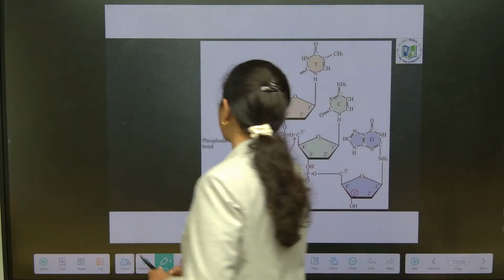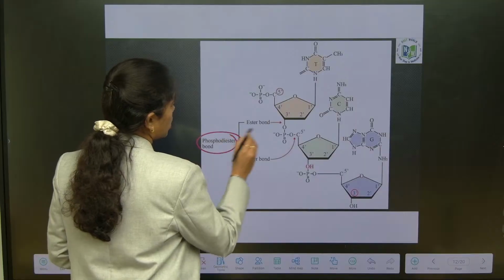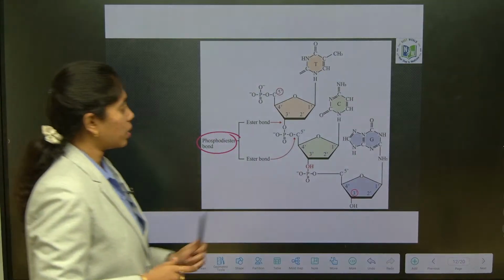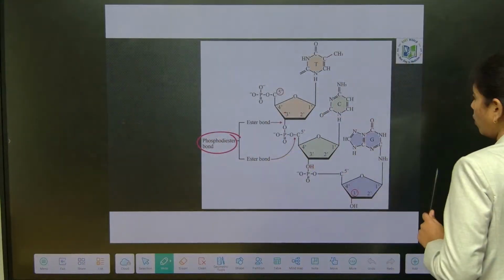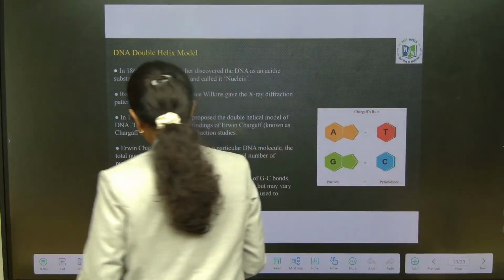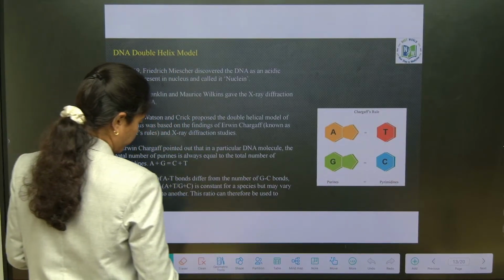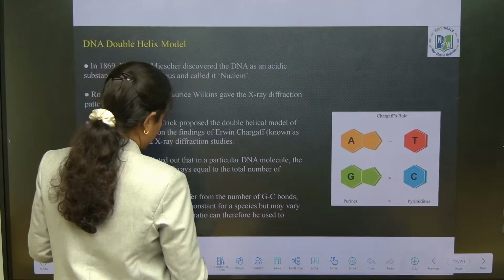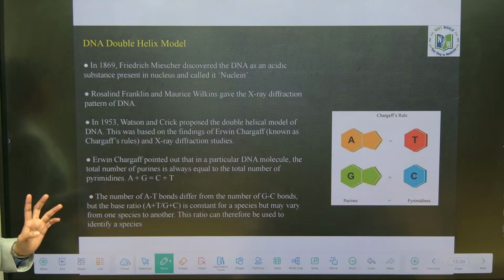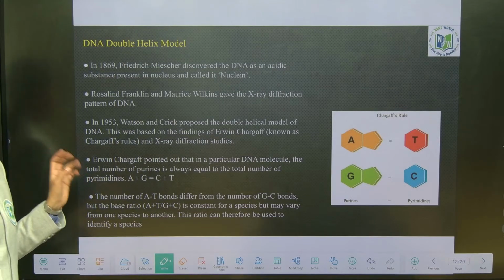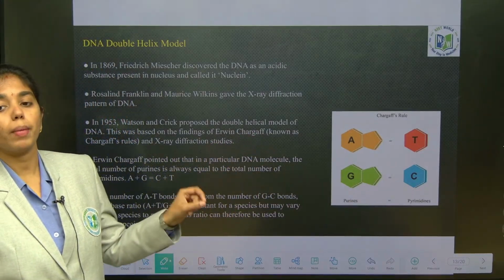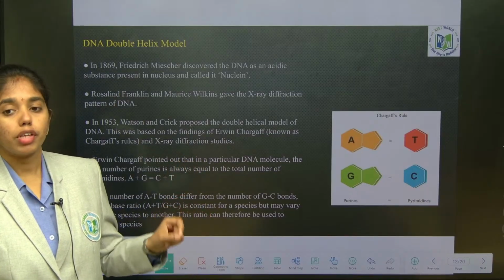Here we go with phosphodiester bonds. This is in between two nucleotides, as I already told you how a polynucleotide chain is formed, between the 3' carbon of one nucleotide and the 5' of the preceding nucleotide. Based on the polynucleotide chain, first it is Rosalind Franklin and Wilkins who performed X-ray diffraction studies on it. Based on those studies, it is Watson and Crick who proposed the double helical model of DNA and the salient features of DNA.